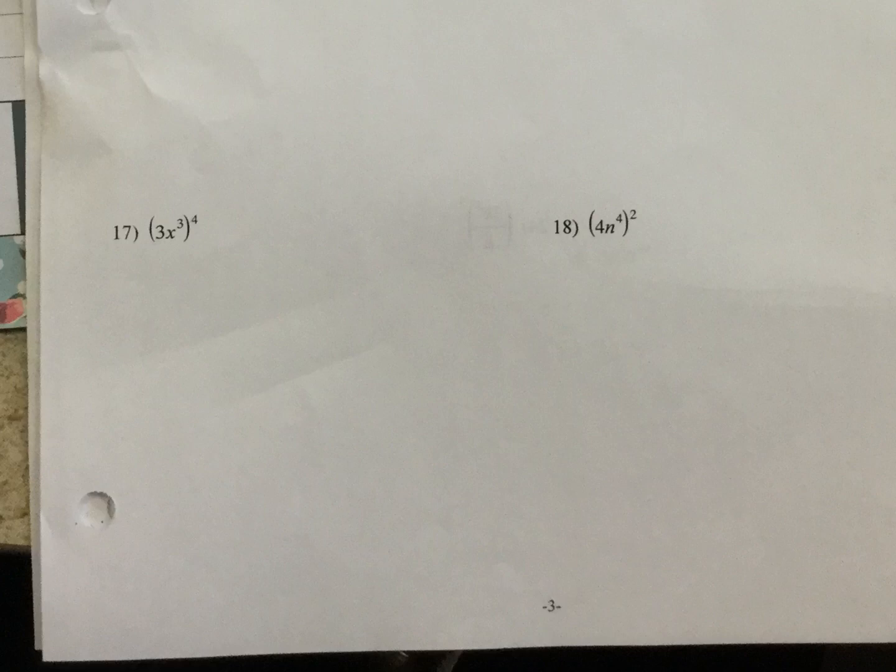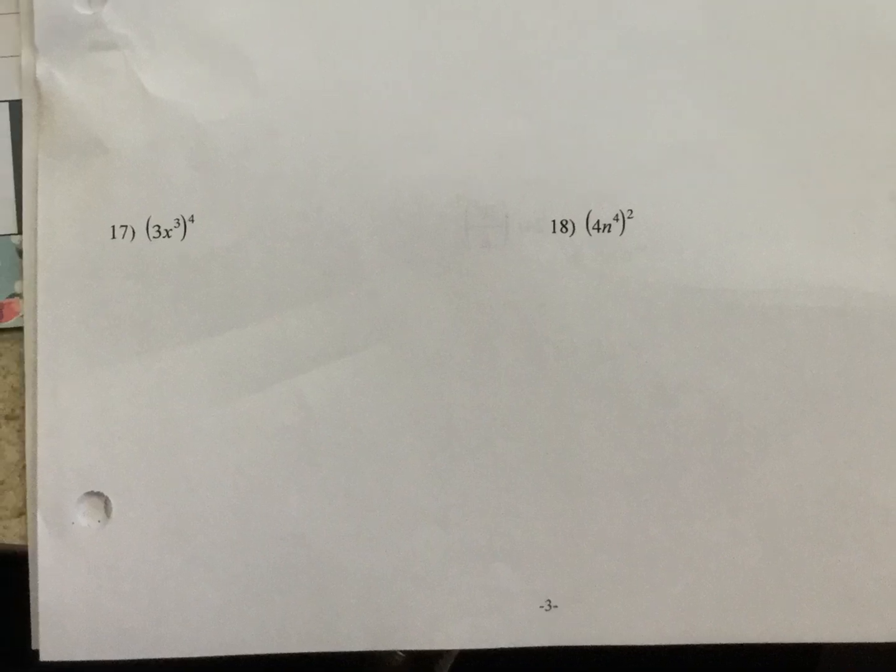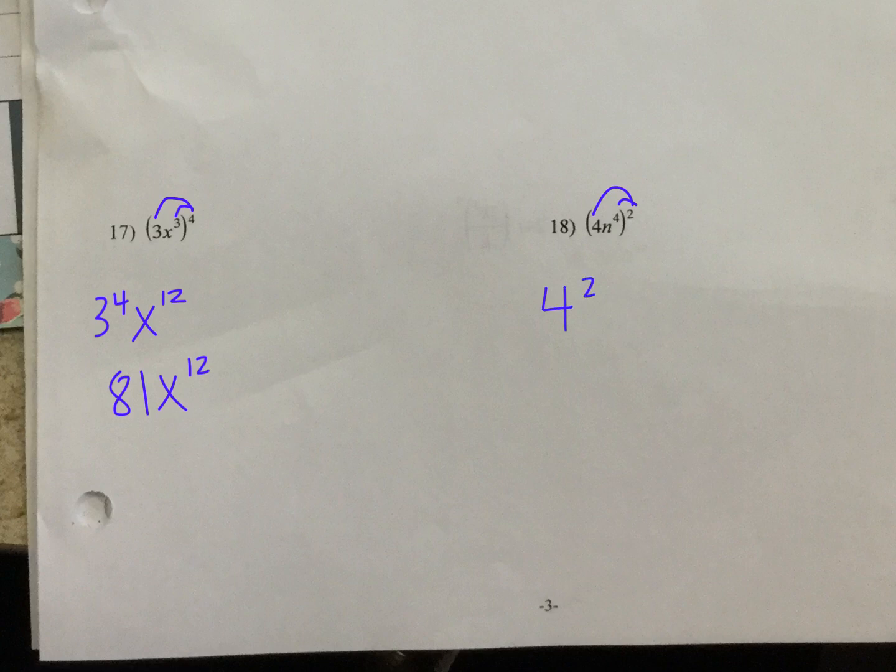When I distribute this time, we know that everybody gets a turn. 3 to the fourth. X, 3 times 4 is 12. 3 to the fourth can turn into an 81 and x to the 12th. Distribute that 2 to everyone. 4 squared in 2 times 4 is 8. 4 squared is 16 n to the 8th.